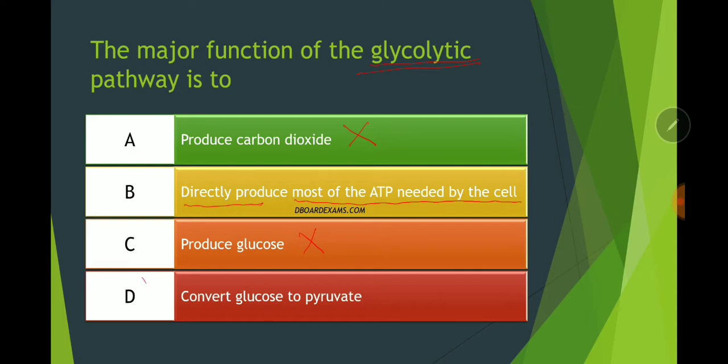So now we come to D, right? Glycolysis converts glucose to pyruvate. This is true. That is the correct answer. So don't be confused. If you didn't know, you can always eliminate what doesn't make sense, but make sure we already reviewed that glycolysis breaks down glucose to form pyruvate.